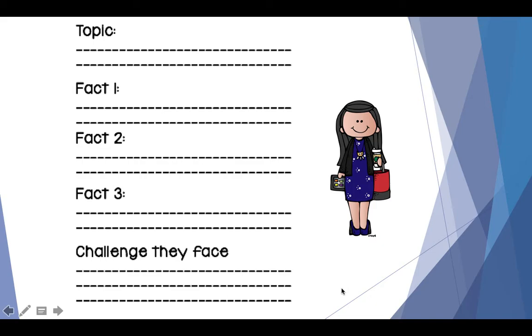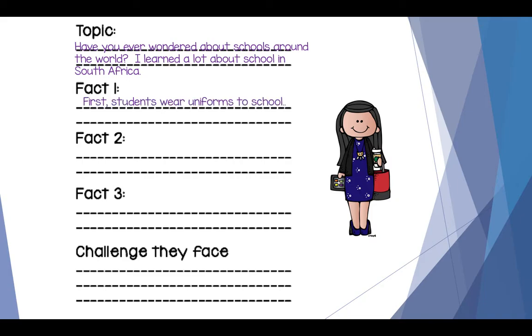So now I'm going to put my information into my graphic organizer. So I'm going to put my topic sentence back in. Have you ever wondered about schools around the world? I learned a lot about school in South Africa. So here's my topic. I already had that pre-written, and so do you, I hope. Now I'm going to share my facts that I learned, that I took right out of my text. Now remember, when you're giving a list of information, you don't want to just say this, this, and this. You want to use those nice transition words. So I stuck with the normal transition word, just first, but you could try something else if you wanted to.